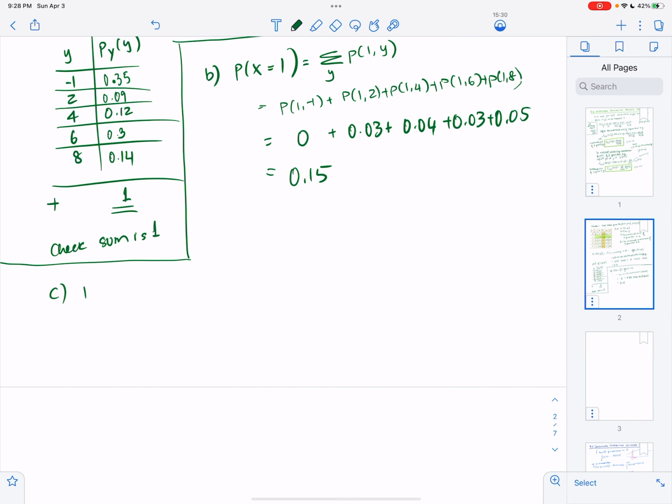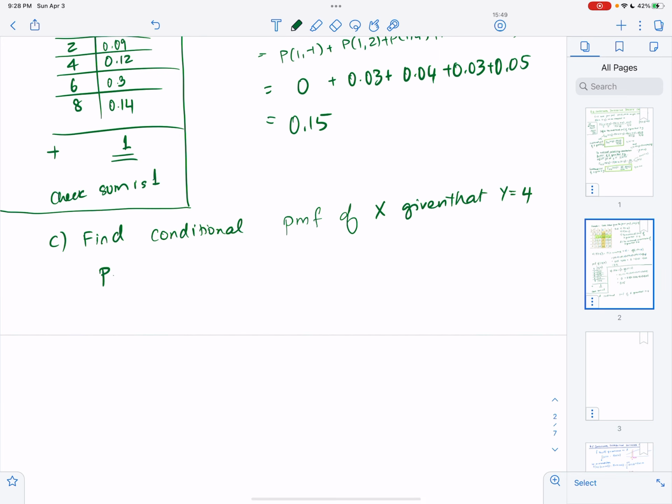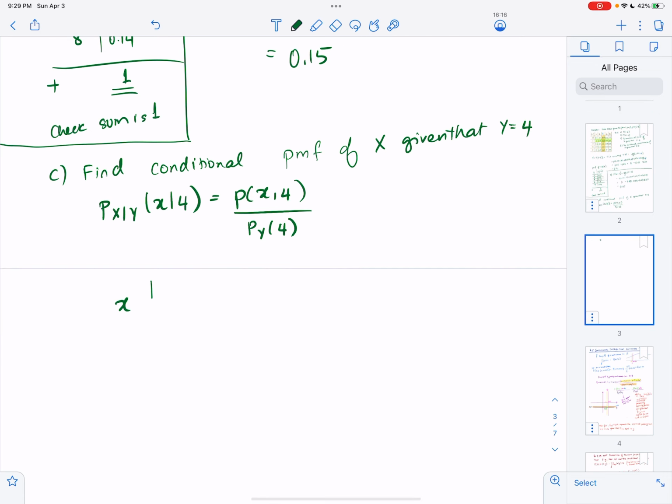Okay, so part C, find the conditional PMF of x given that y equals 4. Okay, what is this? This is this. That's what you want. All right. Well, what is this? That is this. So this is different for different values of x, and we can create a table for this, okay? So the different values of x, and we will write x given y equals 4.